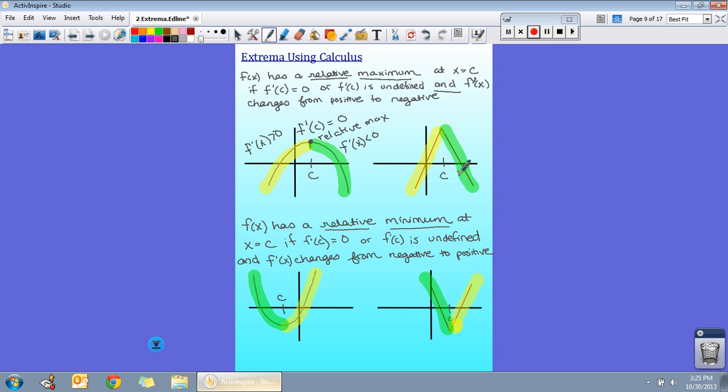Similarly, on the second graph, this point here is a relative maximum because we have f prime of c undefined, and the slope at that point is changing from positive to negative.